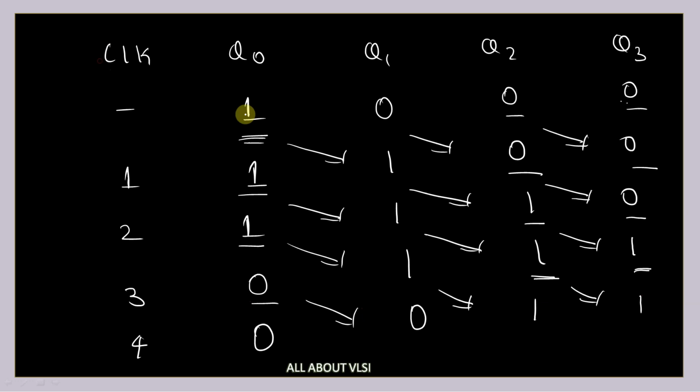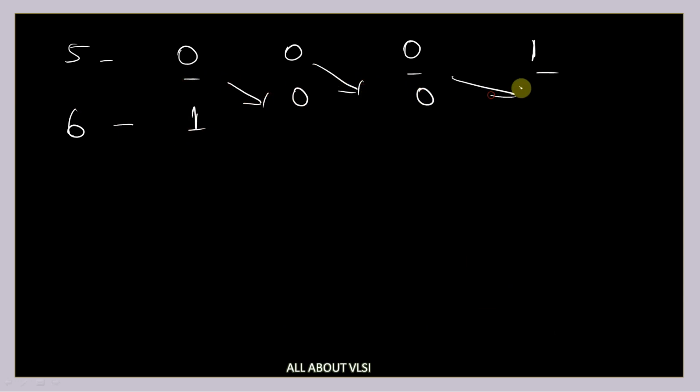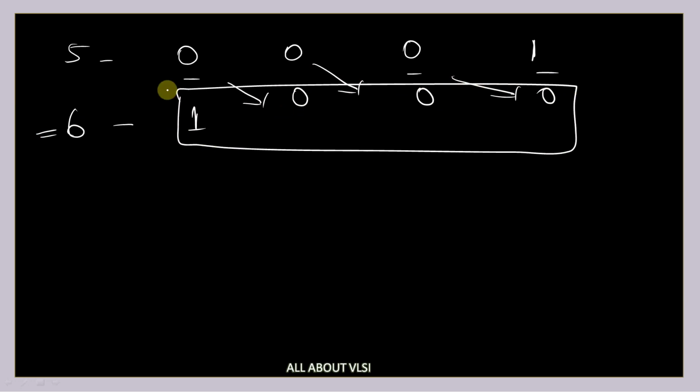At the fifth clock edge, what is the value we are going to get? 1 XOR 1 is equal to 0, XOR 0 is equal to 0. And this 0 will be shifted over here, and this 0 over here, and this 1 is shifted over to the last bit. And at the sixth clock pulse, 0 XOR 1 is equal to 1, XOR 0 is equal to 1. And this is shifted over here, 0, 0 and 0. So at the sixth clock pulse, I am getting the value 1000 again. So this is how I am going to solve this question.